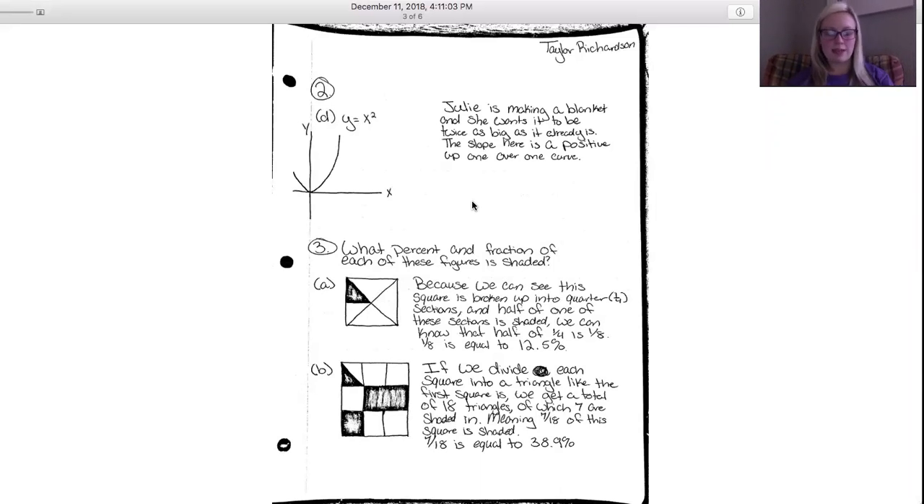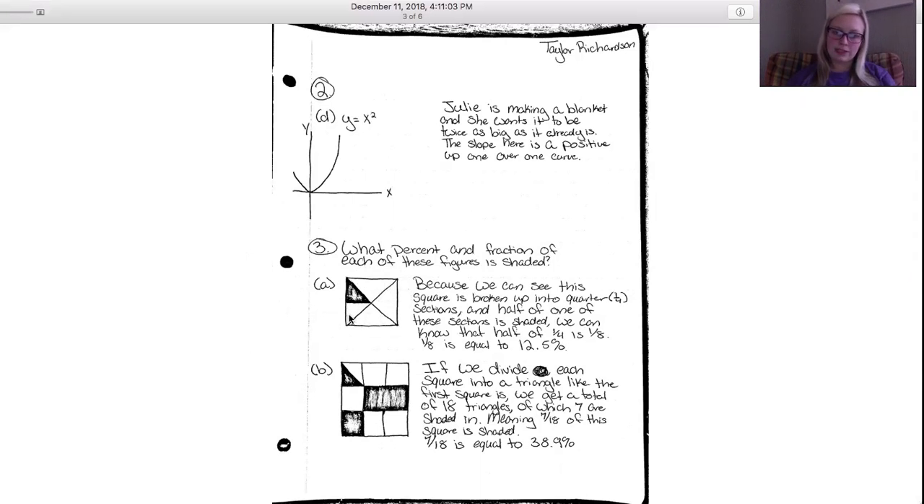This one's always fun, involving the shapes. The question says, what percent and fraction of each of these figures is shaded? And so the first one we can easily figure out. We have a square, and we see it is divided into 4 sections, and each one of those obviously is going to represent 1/4 of the square.